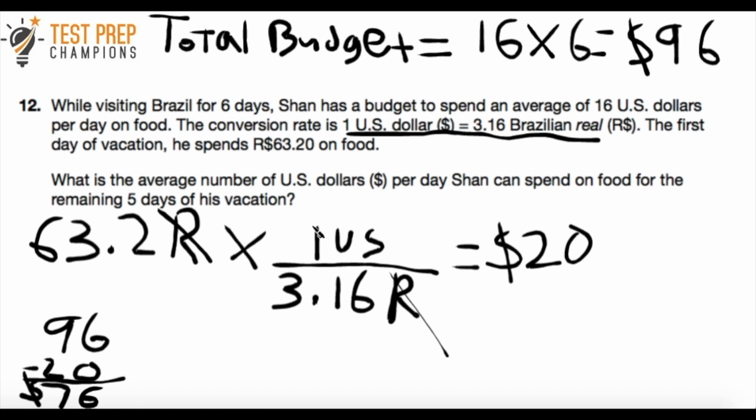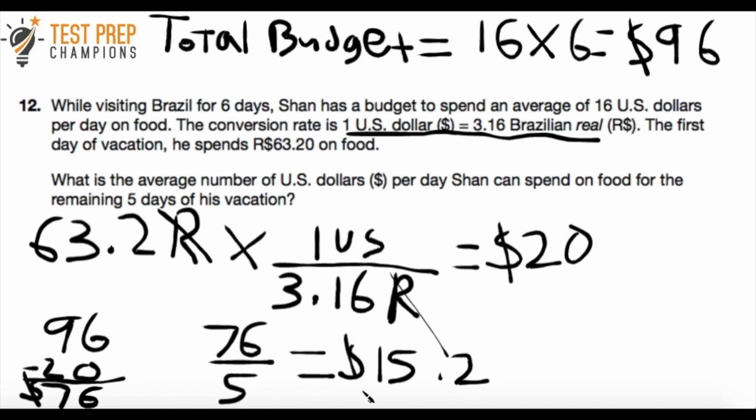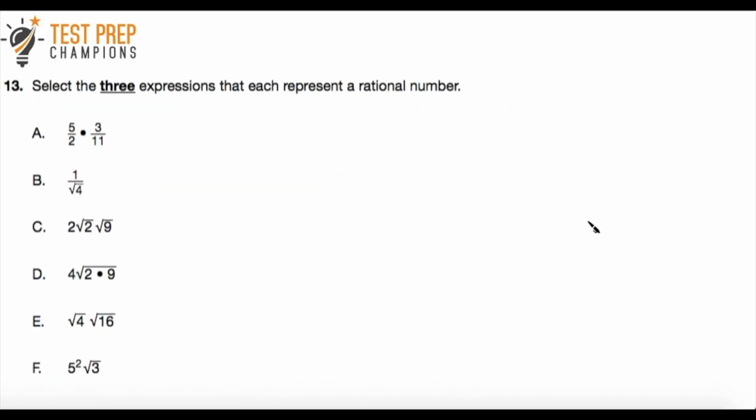But we want to know what's the average number of US dollars he can spend per day on food for the remaining 5 days. So we take that $76 value and divide it by 5. I'm just going to throw that in the calculator because that's the easiest way to do it. 76 divided by 5 gives us 15.2. So the answer is $15.20.